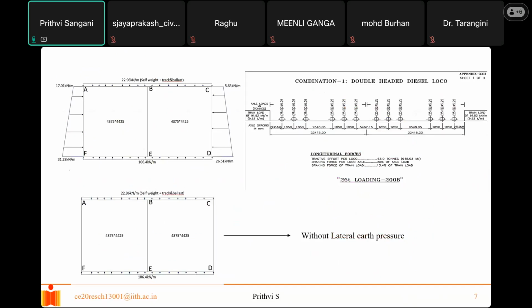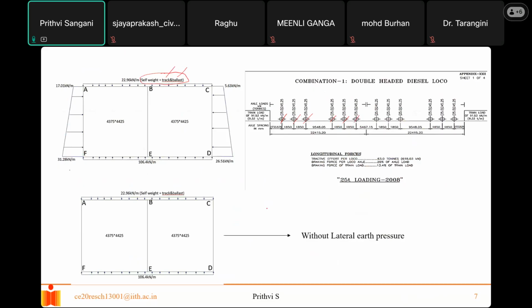So what are the other loads we need to take? One load is the live loads which are coming from the locomotive engines. You can see these are the live loads coming directly from the engines. The second one is self weight and track ballast. You have the self weight of the top slab, and you have the track and ballast load.